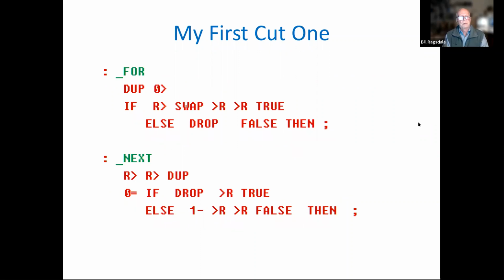The low-level forms then would be to compile the _FOR, which goes into the return stack and puts the parameter values in place. Then the following _NEXT goes into the return stack, pulls the values back, does the manipulation, and the exiting true and false controls the branching.